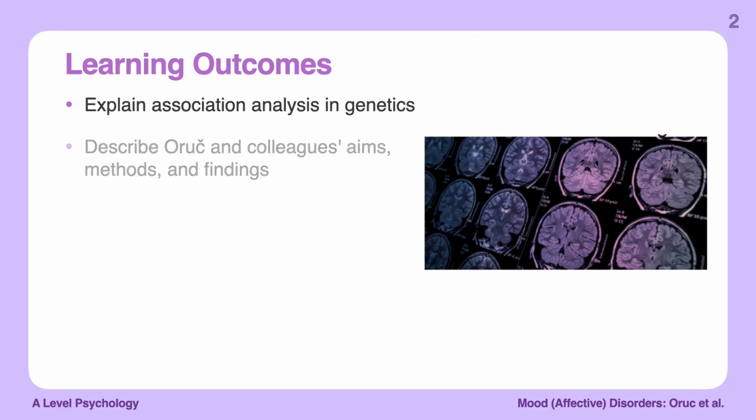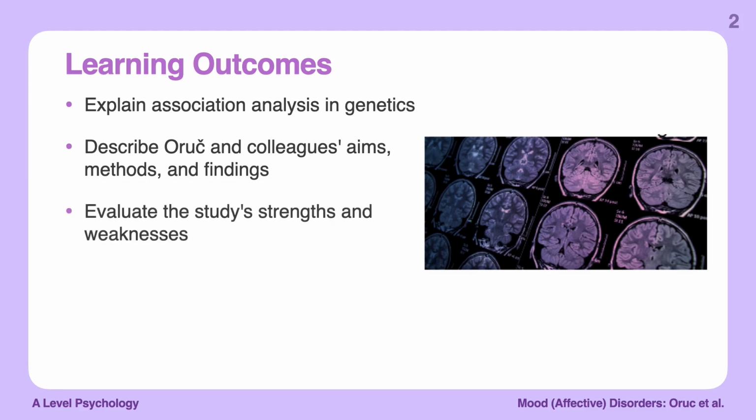Second, you'll describe Oruc and colleagues' aims, methods, and findings. We're going through this study step by step, so you understand exactly what they did and what they found. Third, you'll evaluate the study's strengths and weaknesses, because no study is perfect, right? You need to think critically about what this research can and can't tell us. And finally, you'll understand its scientific and clinical significance. Why does this study matter? What does it contribute to our understanding of bipolar disorder? Even when studies don't find what they expect, they can still teach us important things.